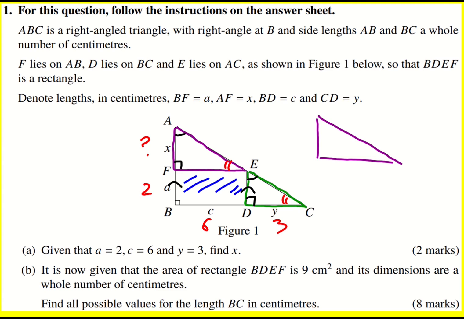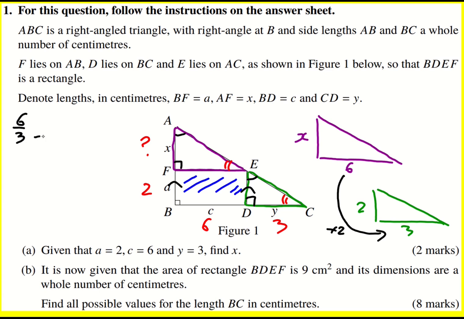So drawing the purple triangle in isolation and then the green one, we've got X, 6 can go here, and the green triangle, 3 and 2. Now we can see the scale factor is just going to be 2. Times them by 2 here. Or an alternative way is to say 6 over 3 to give the scale factor is equal to x over 2, which leads to x equaling 4.